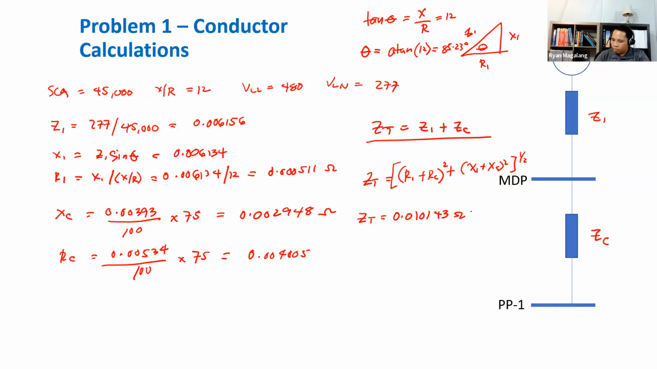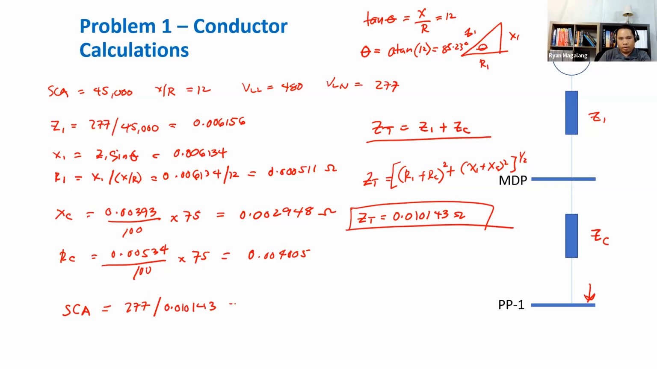So now that we get our Z total, we can now get the fault current here, which is essentially my short circuit amps. It is equal to the voltage divided by the Z total, which is this 0.010143, and that becomes 27,310 amps.